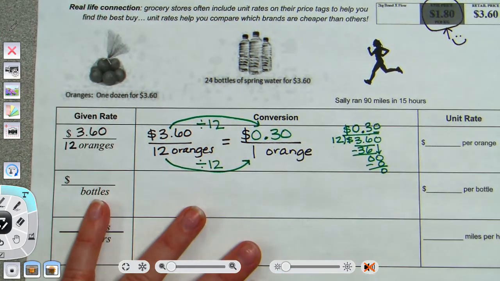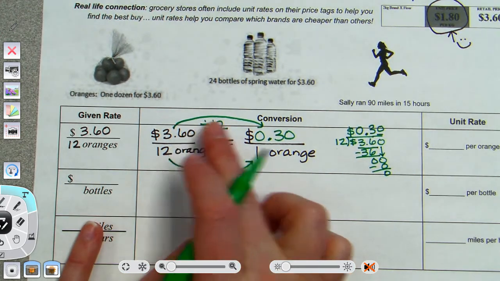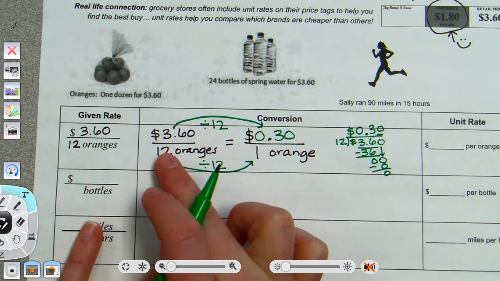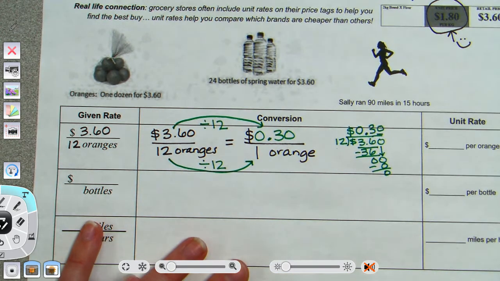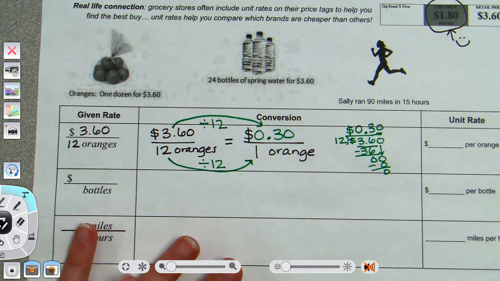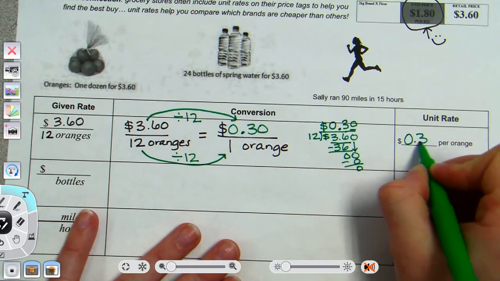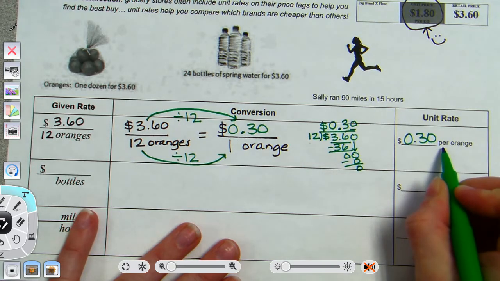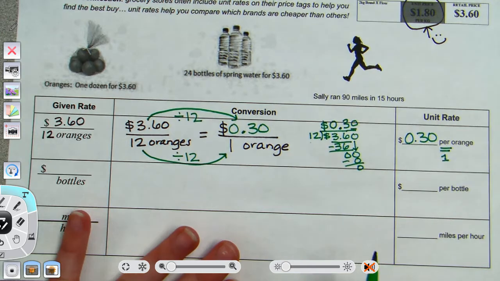$0.30. So what I've done is I've set up 2 rates. I have found the math fact that got me from 12 oranges to 1 orange, and I did the same thing to the price, and I found that it cost 30 cents per orange. So I'm going to write my answer over here, $0.30 per orange. And remember, per means 1.